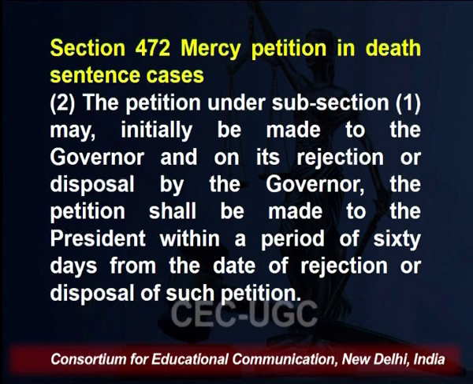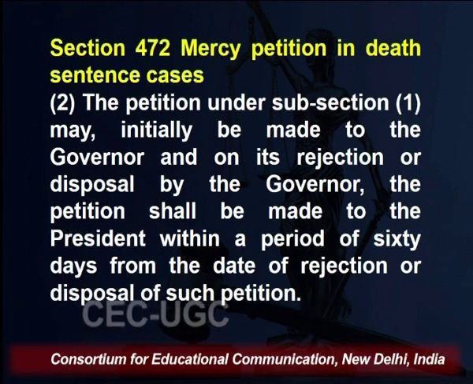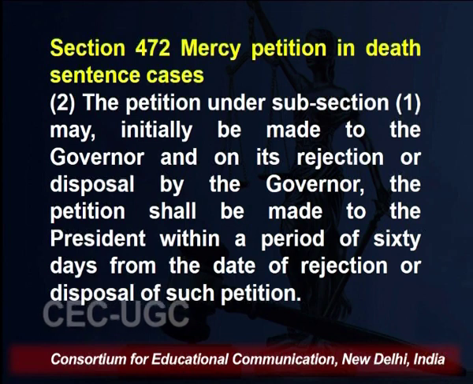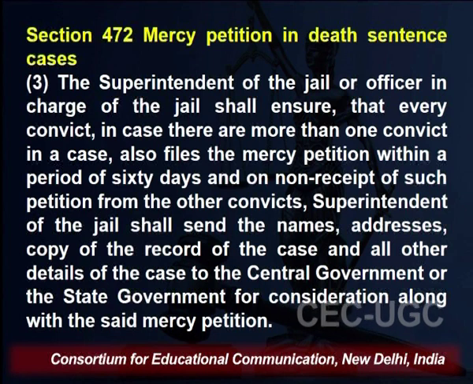Subsection 2. The petition under subsection 1 of section 472 may initially be made to the Governor, and on its rejection or disposal by the Governor, the petition shall be made to the President within a period of 60 days from the date of rejection or disposal of such petition. Subsection 3. The Superintendent of the jail or officer in charge of the jail shall ensure that every convict, in case there is more than one convict in a case, also files the mercy petition within a period of 60 days, and on non-receipt of such petition from the other convicts, the Superintendent of the jail shall send the names, addresses, copy of the record of the case and all other details of the case to the central government or the state government for consideration along with the said mercy petition.